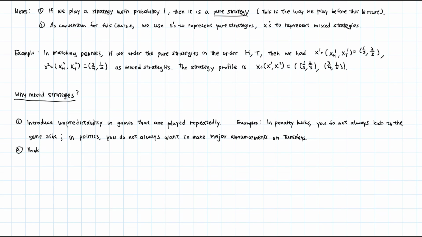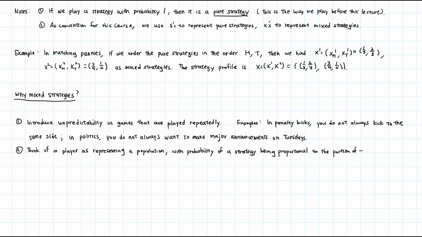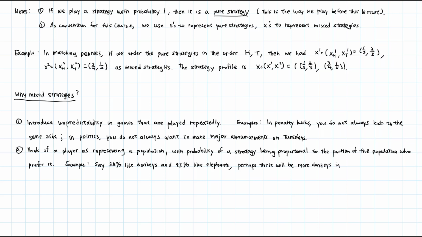Alternatively, you can think of a player as representing a population, with the probability of a strategy being proportional to the portion of the population who prefer it. For example, say 55% of the population like donkeys and 45% like elephants. Then the mixed strategy (0.55, 0.45) represents what we would expect to happen in an event. Say perhaps there will be more donkeys in zoos.